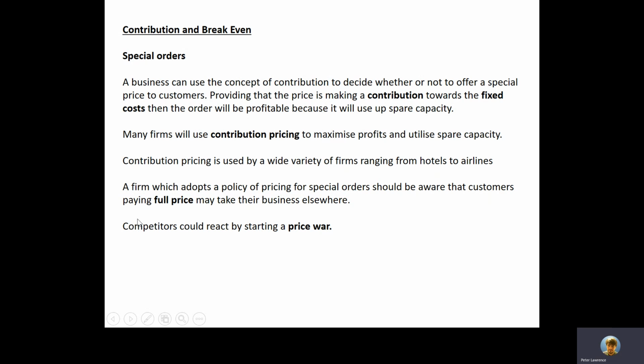Now, you've got to remember that when you do adopt a policy of pricing for special orders, you give people a lower price than usual, then your other customers might take their business elsewhere or demand the lower price from you as well. And if you start throwing out cheap prices, then your competitors can start a price war as well. So these are just some external factors that we need to think about when making our pricing decisions.